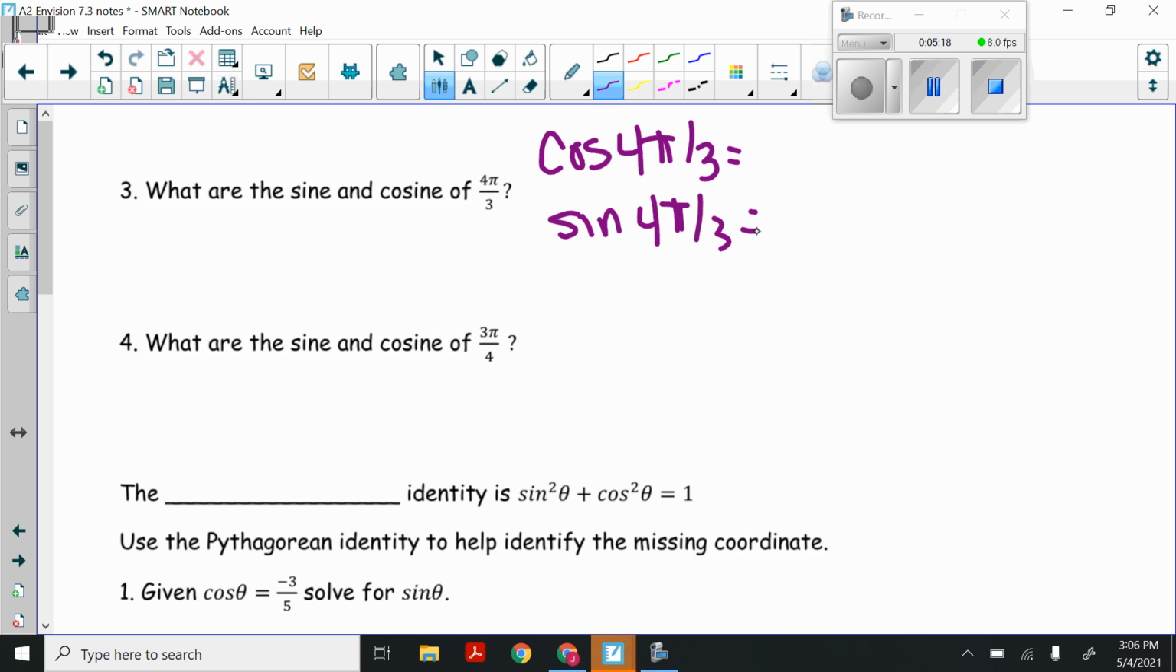So I know that both of my answers here are negative. So the cosine is negative 1/2. The sine is negative square root of 3 over 2.